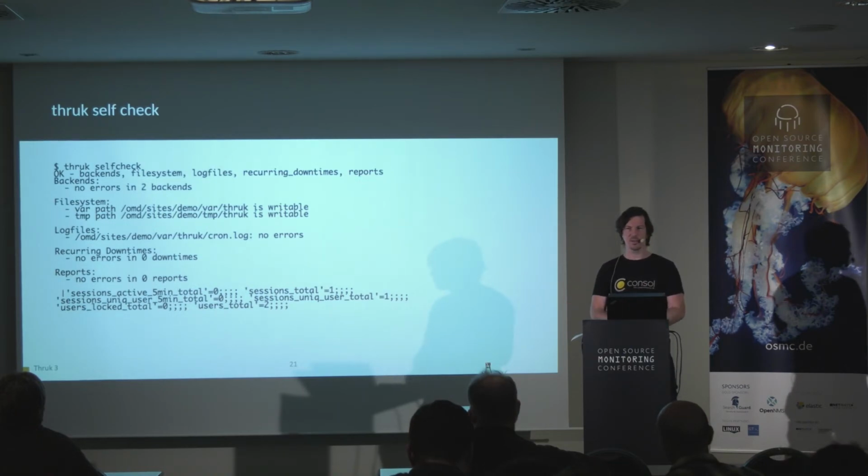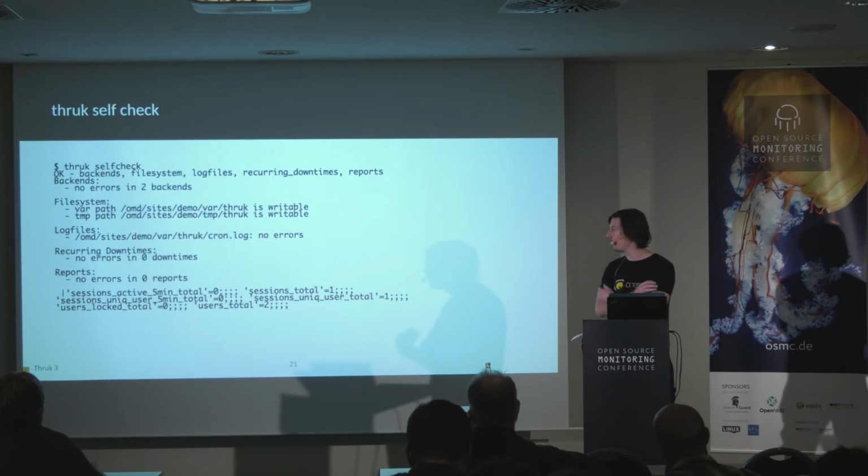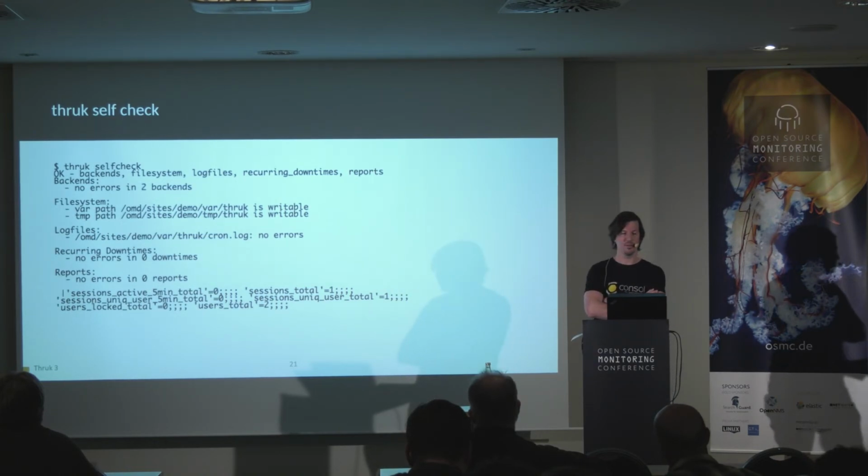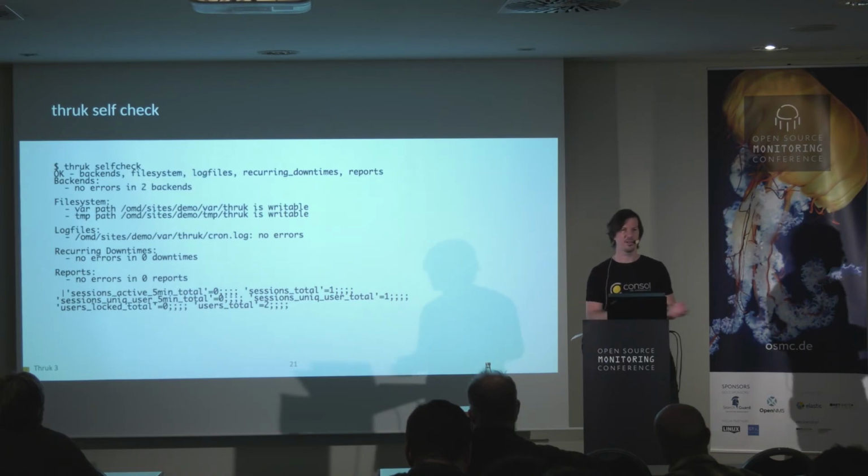Thruk self-check is just a command line tool, and it checks a couple of things in Thruk, like are my reports running, and are the backends connected, and is everything fine? Are there any errors in the log files? But it also comes with a couple of performance data. So if you add this as a check, you get some nice graphs in addition.